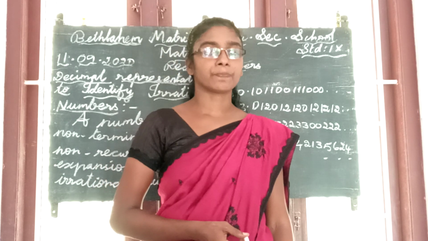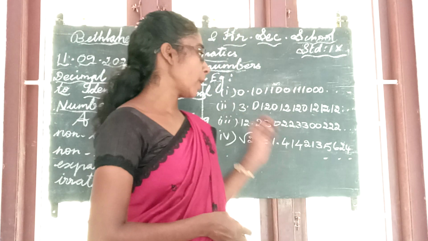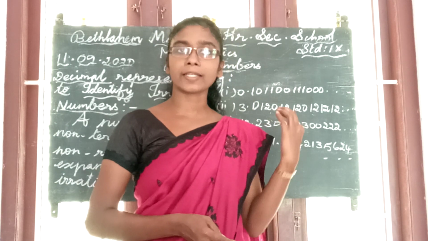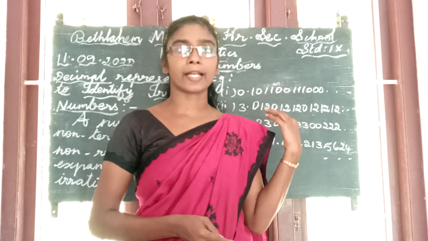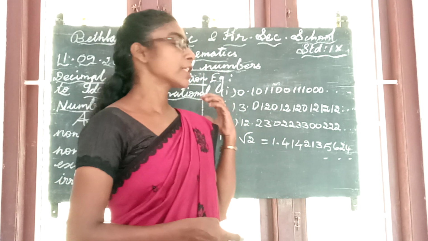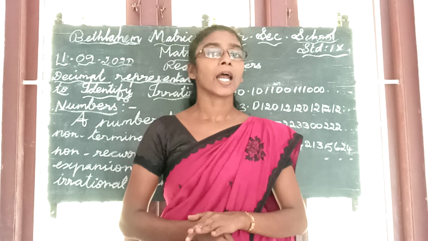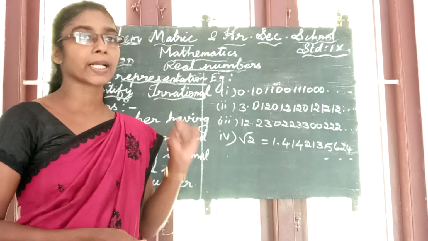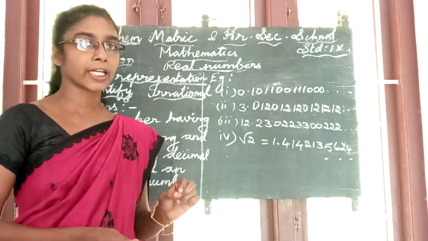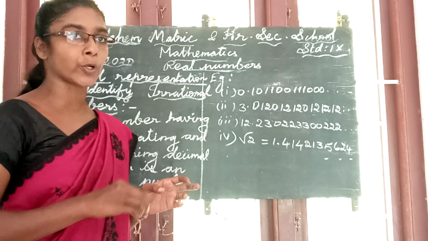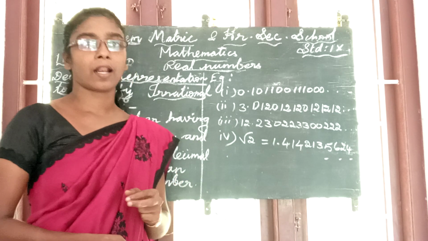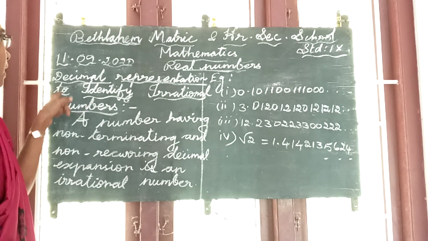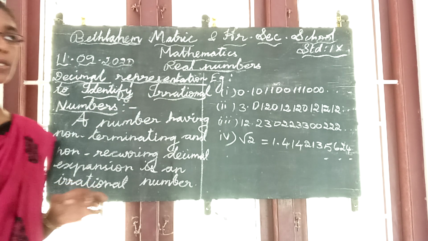We have learned a rational number can be written in the form of a terminating decimal or a non-terminating and recurring decimal. Recurring means repeating decimal. Now I am going to teach decimal expansion representation to identify irrational numbers.